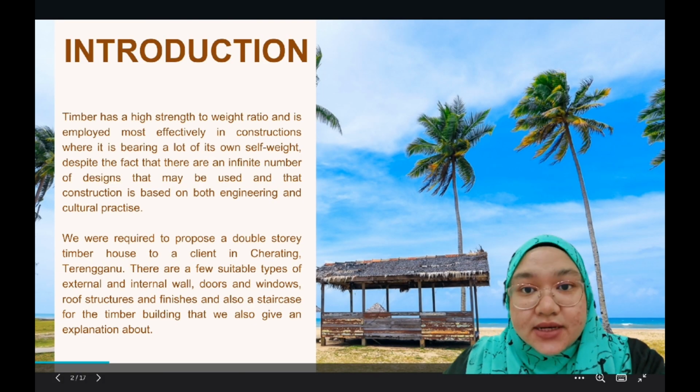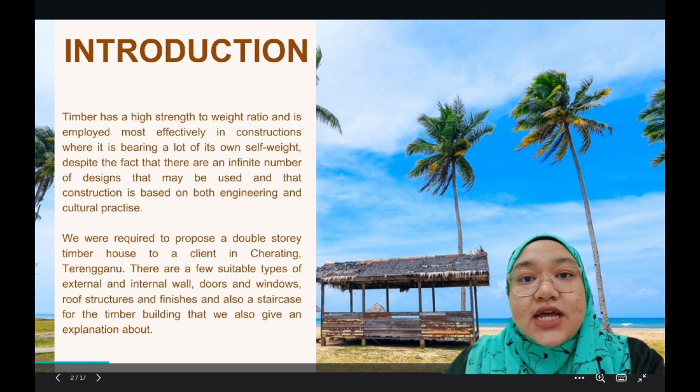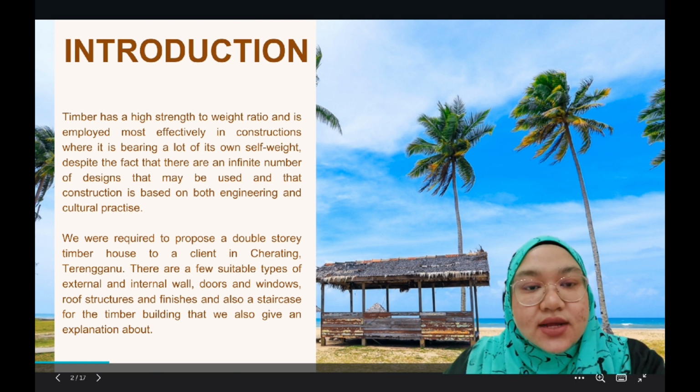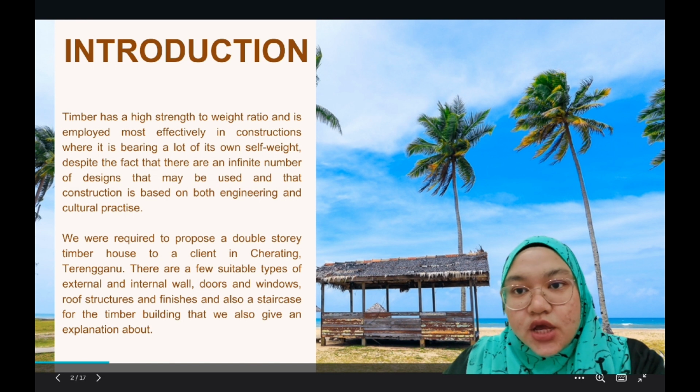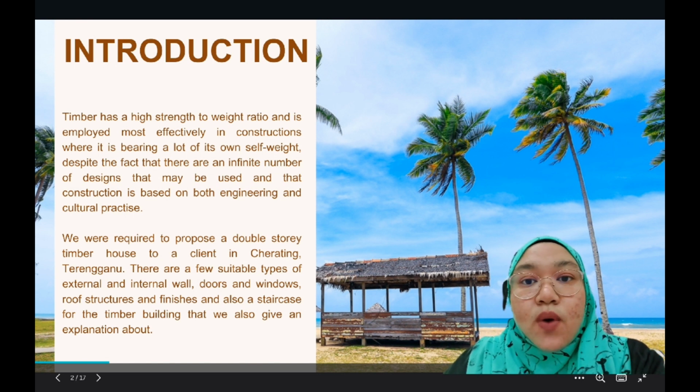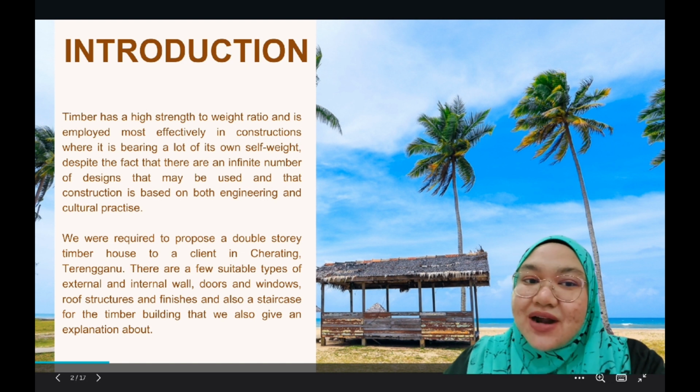So for this assignment, we were required to propose a double-story timber house to a client in Cerating, Terengganu. We are going to explain what are the suitable types of elements that suit the timber house.